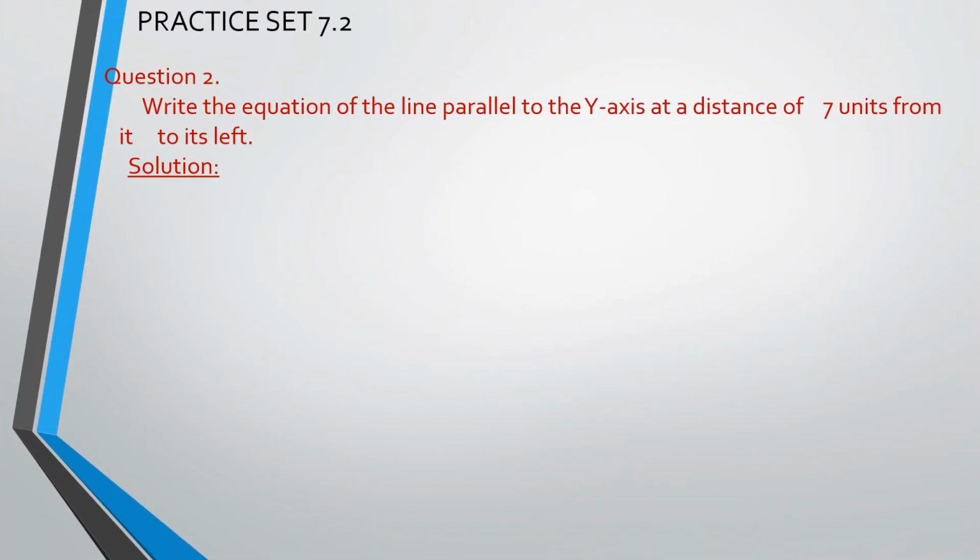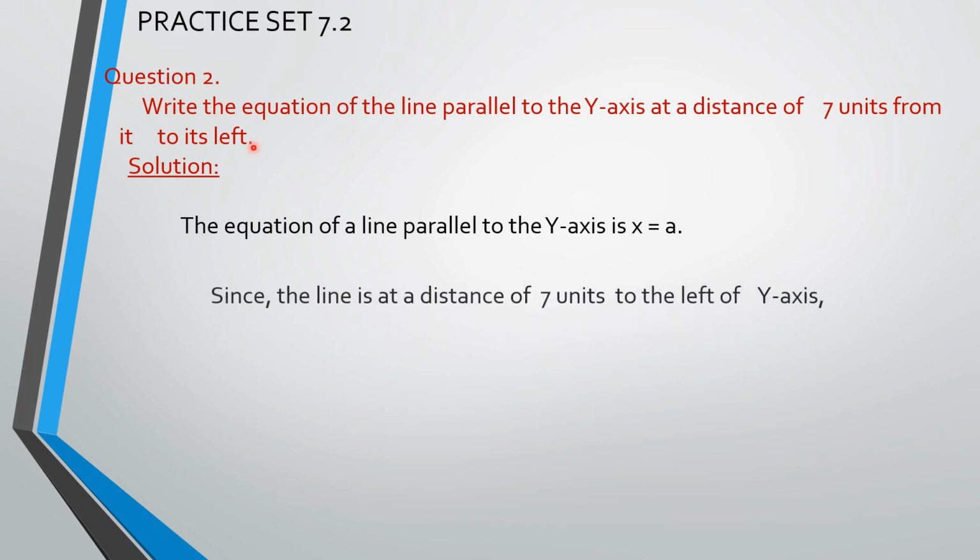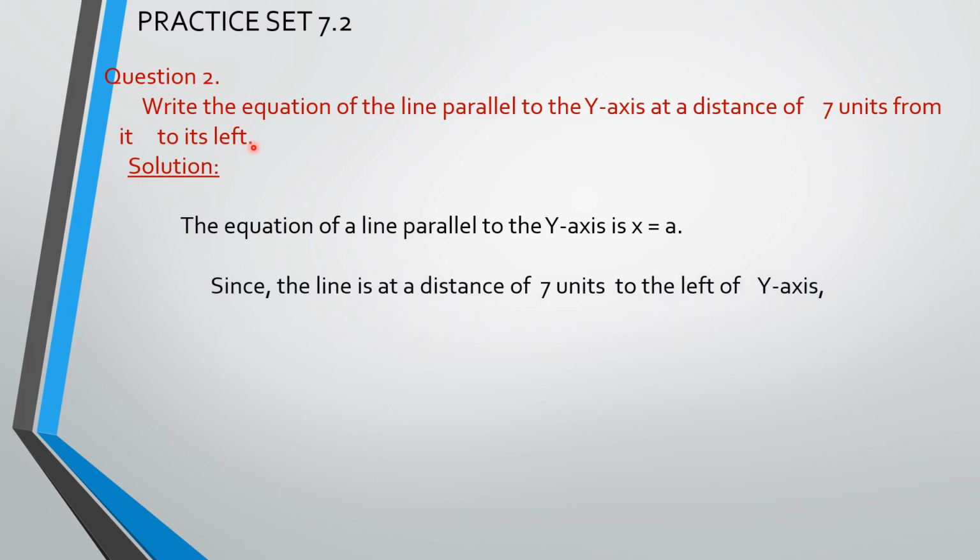Question number 2. Write the equation of the line parallel to the y-axis at a distance of 7 units from it, to its left. Solution. You have already studied that the equation of a line parallel to the y-axis is x equal to a. Since the line is at a distance of 7 units to the left of the y-axis, that means 7 units to the left of 0. Therefore, a is equal to negative 7. Therefore, x is equal to negative 7 is the equation of the required line.